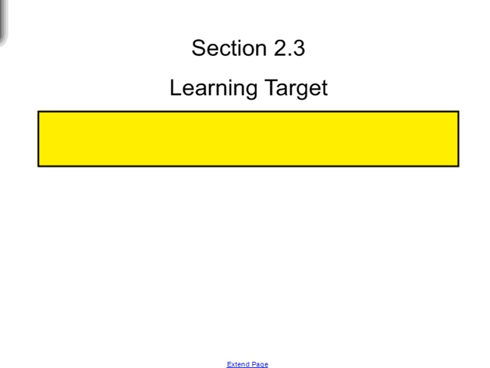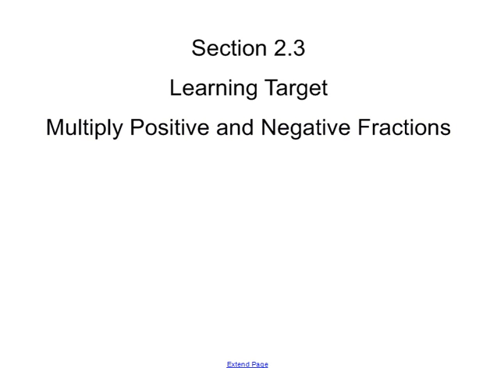Okay, we're going to start our section, the third section in chapter 2, so that's section 2.3. And as always, we start with our learning target, and we're going to review what it is that we're going to try and learn, our goal for the day. We're going to learn to multiply positive and negative fractions.